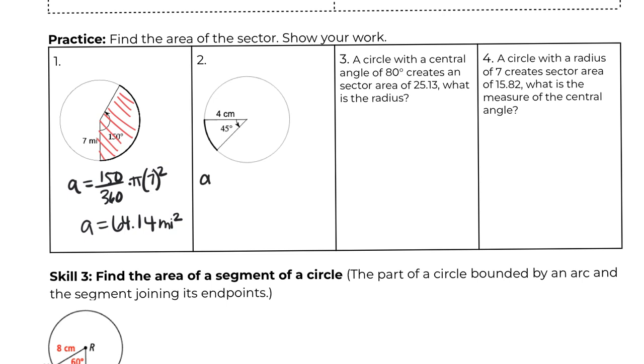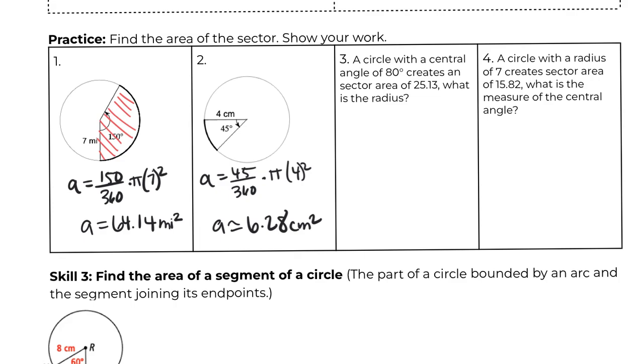I'm going to say that my area is going to be this percent of my circle, 45 out of 360, and then times my total area, which should be pi times 4 squared. That's just a calculator problem. 45 divided by 360 times 16 pi gives me 6.28. And our units are centimeters squared. Right, those ones are pretty straightforward.